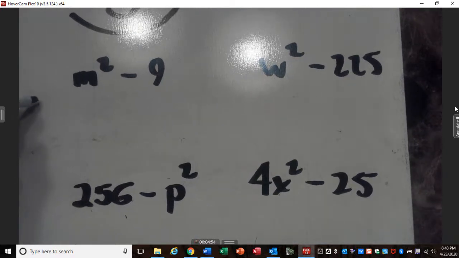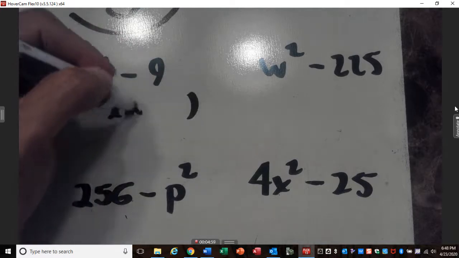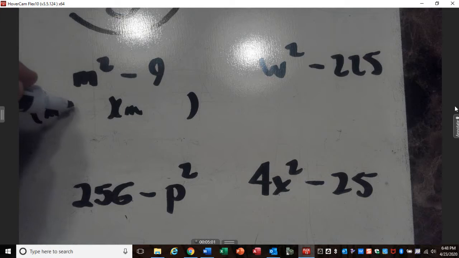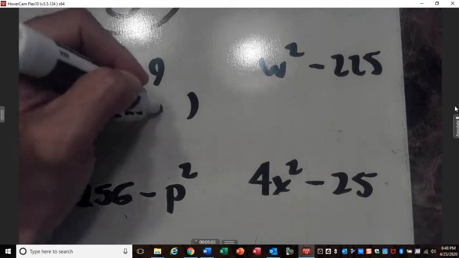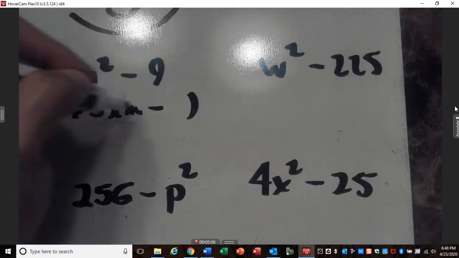M squared minus 9, we'll open up our parentheses. M and M, M and M. Plus and minus. I just always like to put the plus sign first. That's just me. Plus and minus. Square root of 9 is 3. So 3 and 3.